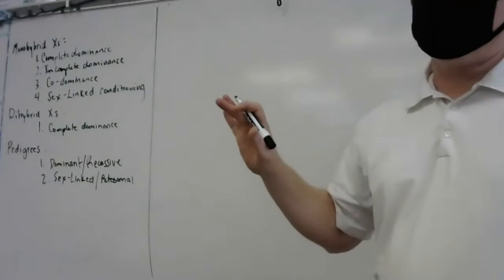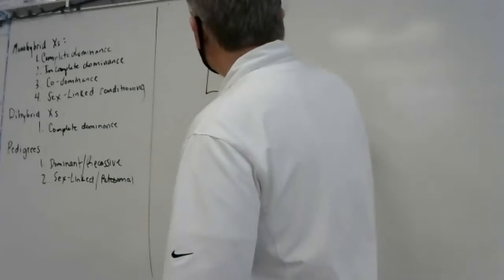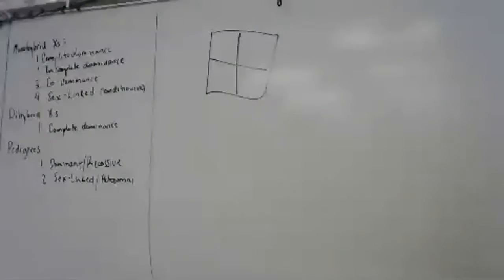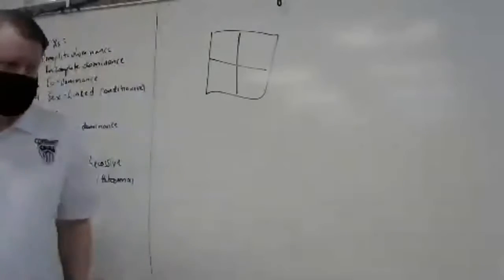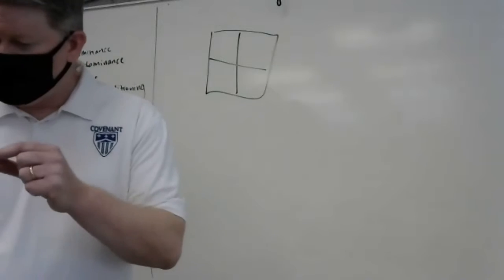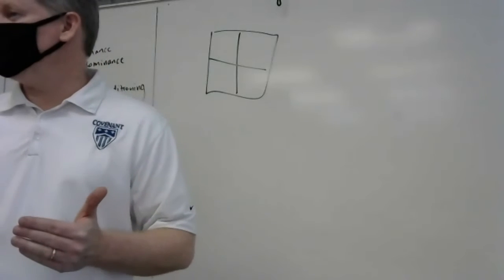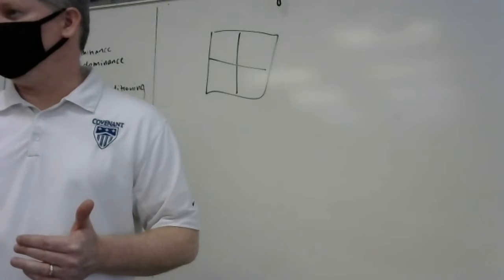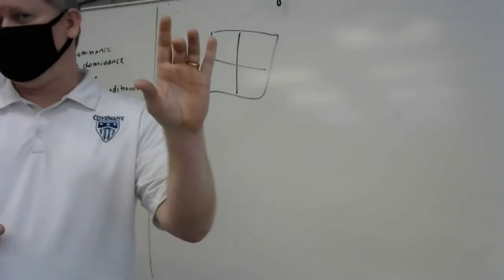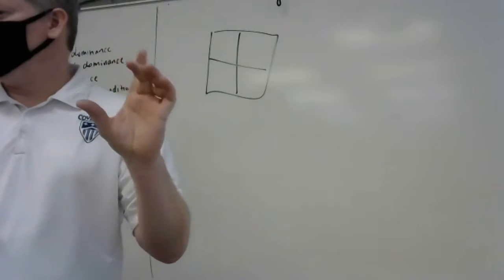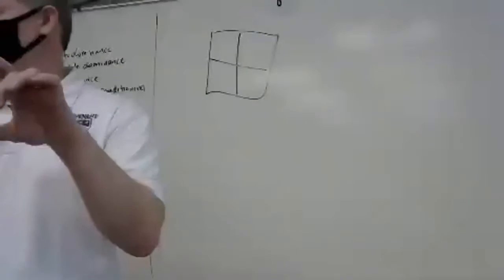Okay, so let's start with complete dominance. So you do your Punnett square, just a classic four-box Punnett square. Now, when we say complete dominance, what we mean is the dominant condition completely eclipses the recessive condition, right? So whenever the dominant allele is present, and I'll go through some of these terms in just a moment if they're not making sense, it will eclipse the recessive. The recessive will not be shown.